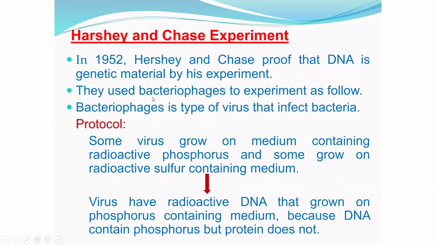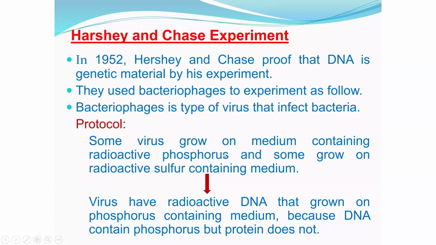So in 1952, Hershey and Chase proved that DNA is a genetic material by their experiment. They used bacteriophages in the experiment as follows. A bacteriophage is a type of virus that infects bacteria. So here they followed this protocol.